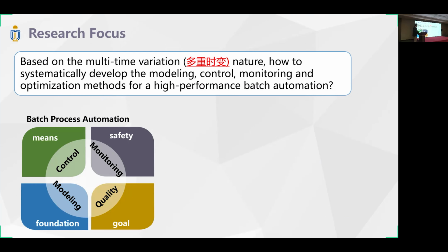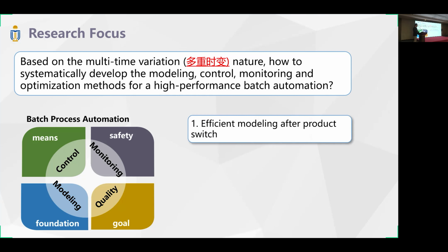So our group at HKUST, based on multi-time variation natures, asks how do we systematically develop modeling, control, monitoring, and quality control systems for this type of process? I call this process automation systems. It consists of the following few components. One is the modeling, which serves as the foundation for everything. Two is the control, the means to make the repeatable quality product. And the monitoring and analysis is the safety and efficiency assurance. Ultimately, the quality is our goal. So that's the four elements that make up the so-called batch process automation systems.